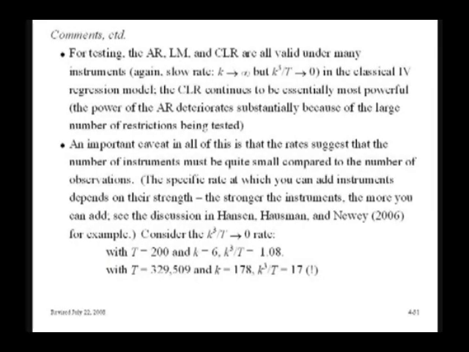So that's very slow infinities. All right, so what do we know? We do know some things. We know that under these very strong rate conditions, where k is big but not too big, AR, LM, and CLR still work.